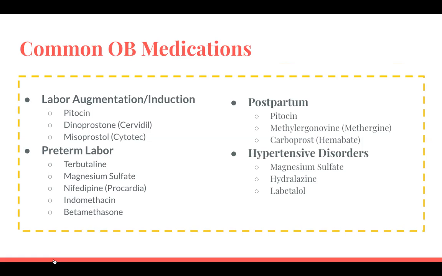Preterm labor, so terbutaline, you want to make sure that the bleeding is at a minimum. Magnesium sulfate if they might experience preeclampsia, and nifedipine if they're experiencing that high blood pressure, indomethacin, betamethasone for lung maturity. Postpartum, you want to give that Pitocin to make sure that the uterus contracts back down, Methergine to control that postpartum bleeding, Hemabate to control that postpartum bleeding. And then hypertensive disorders, we talked about that. We give magnesium sulfate, hydralazine, and labetalol.